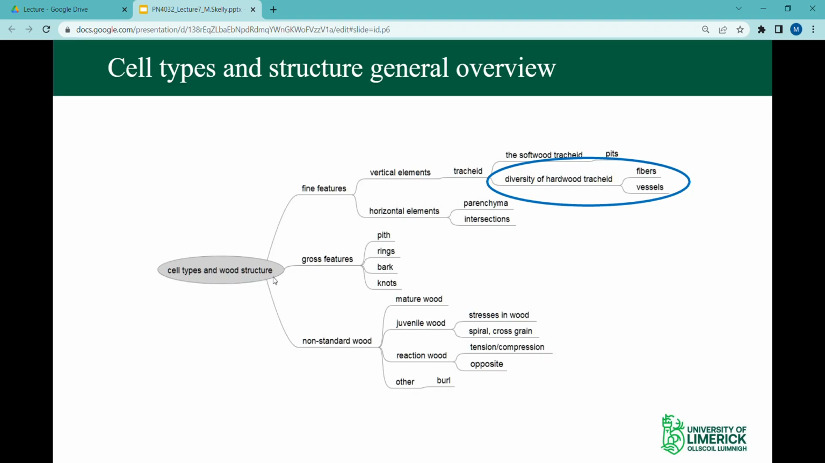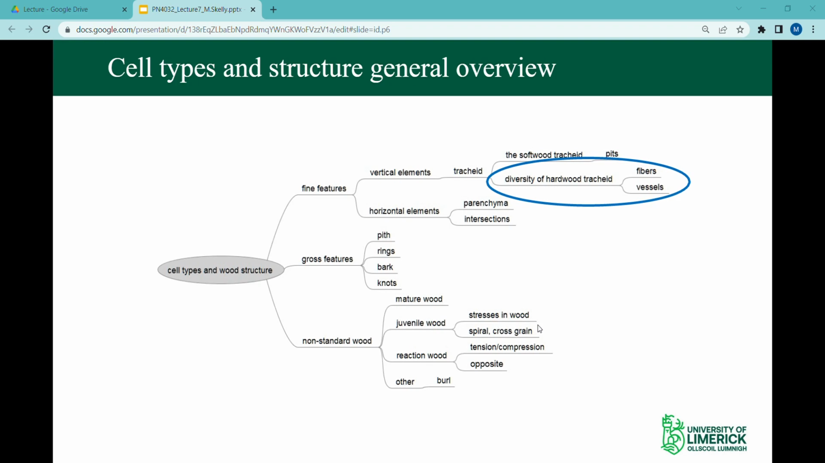This infograph here represents all areas of tree growth, and regular and irregular parts of the tree, as well as standard parts of the tree. We're focusing on the diversity of hardwoods and tracheids at the minute. So we're going to be looking at fiber cells and vessels for this lecture, more or less. But you will at some point be coming down towards this area here where we start talking about non-standard wood, so mature wood, juvenile wood, reaction wood, and other.